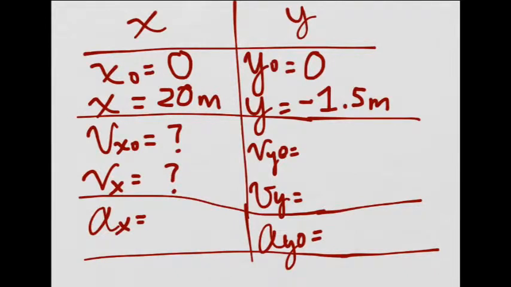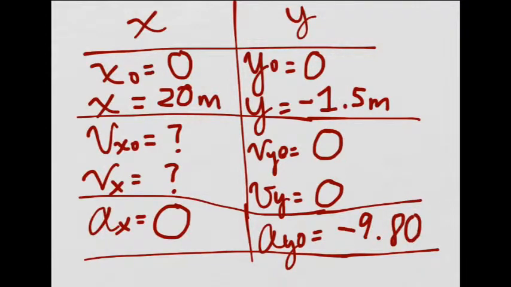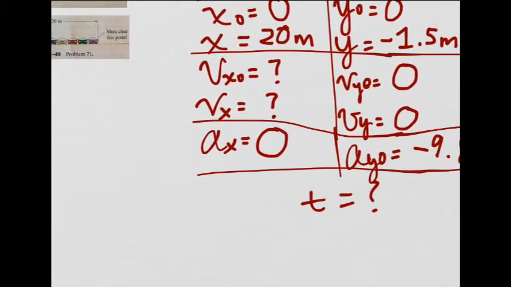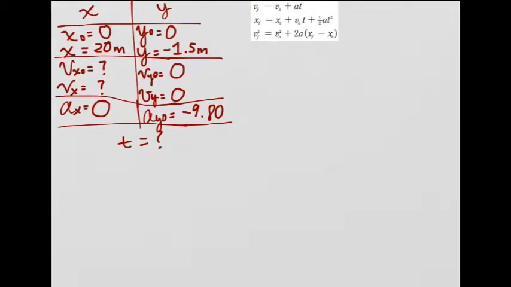The acceleration of x is 0, because this is constant velocity in the horizontal direction. The initial velocity of y is 0, because the car is going straight off the ramp. The acceleration of y is always negative 9.8 meters per second squared. And time is something we don't have. So first things first, I'm going to find time, using equation number 2 for the y direction, since we know all the values in y.